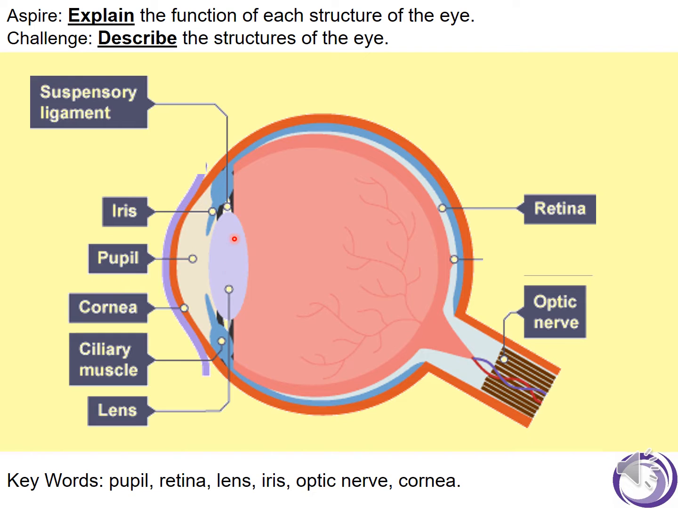Then we come to the lens. The lens is supported by suspensory ligaments which are connected to muscles called ciliary muscles that can change how fat or thin the lens is, which changes the amount of bending or refraction that light receives. The light then passes through the eye and is focused on the retina, which is full of receptors, and those receptors then are connected to the optic nerve, which sends the data through to the brain where it's processed, allowing us to see.